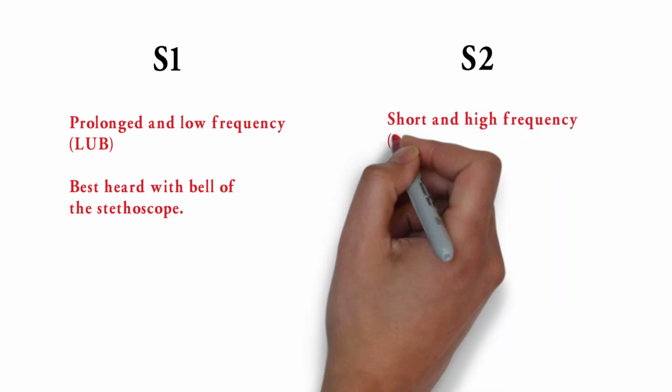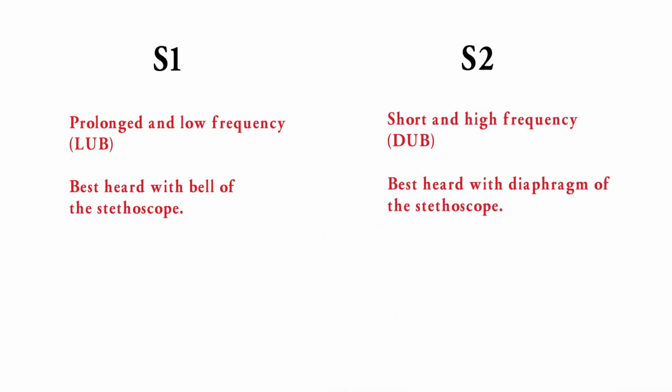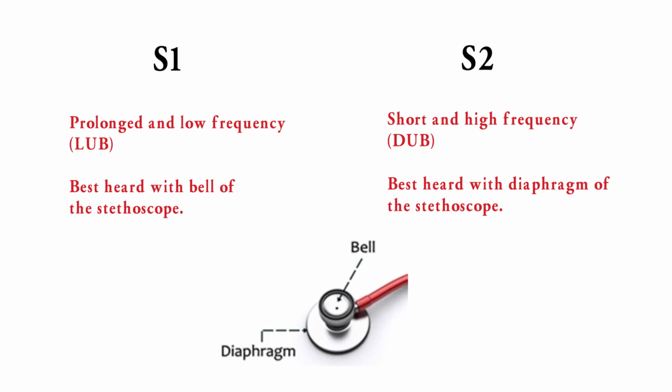And S2 is short and has high frequency, which we often call dub, and it is best heard with the diaphragm of the stethoscope. From this image, you can know which side is the bell and which side is the diaphragm.